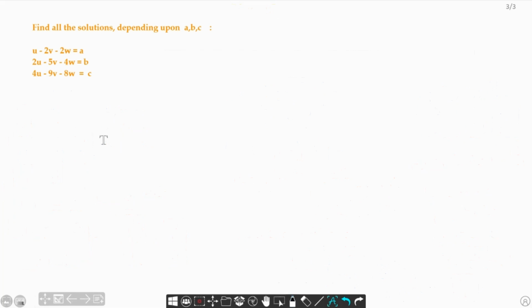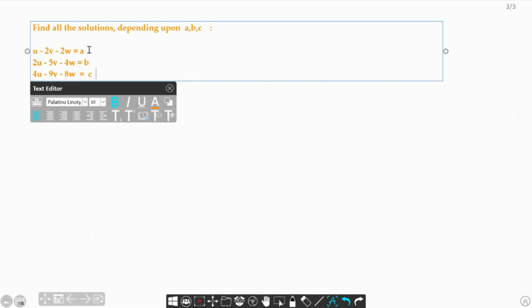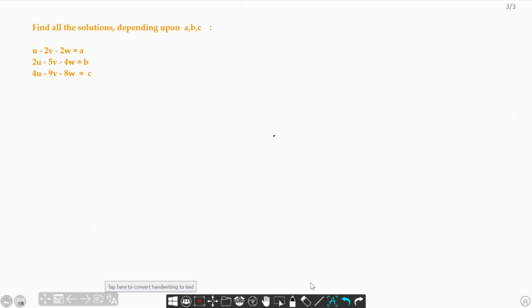So, we have to find solutions of this non-homogeneous linear system: u minus 2v minus 2w equals a, 2u minus 5v minus 4w equals b, and 4u minus 9v minus 8w equals c.